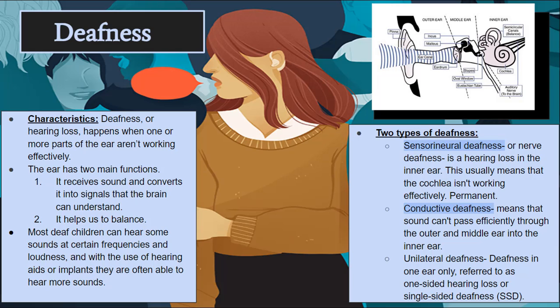Two types of deafness. Sensorineural deafness, or nerve deafness, is a hearing loss in the inner ear. This usually means that the cochlea isn't working effectively. In other words, it is permanent. Conductive deafness means that sound cannot pass efficiently through the outer and middle ear into the inner ear. A third that I put in is unilateral deafness. Deafness in one ear only, referred to as one-sided hearing loss or single-sided deafness, SSD for short.